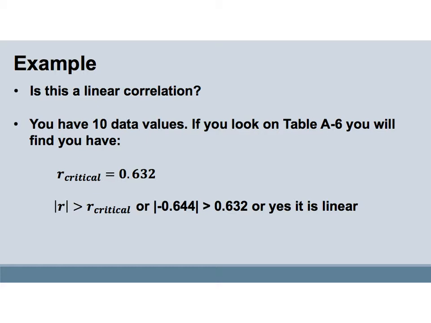On table A6, I have 10 data values, so n equals 10. Always do alpha equals 0.05. When you look at that, you should find an R critical of 0.63. Well, the absolute value of the R I got on the calculator is bigger than the one on the table, just barely, but it is bigger. So yes, we're going to call it linear. So it is a linear relationship, but it is very weak. It just barely was bigger than the R on the table, so I can call it linear.